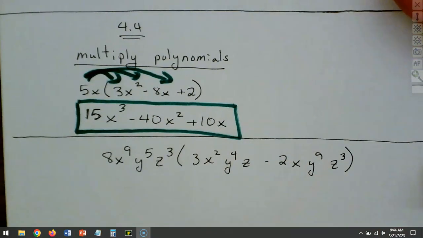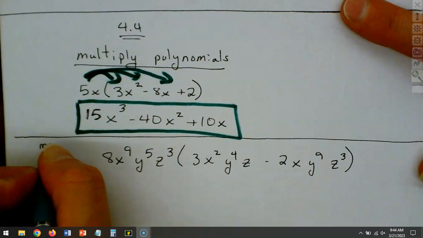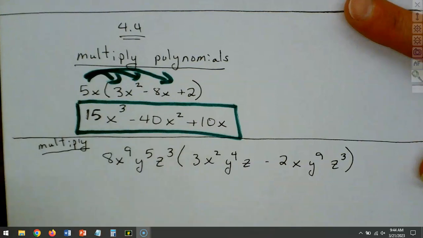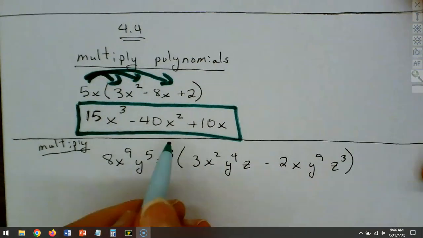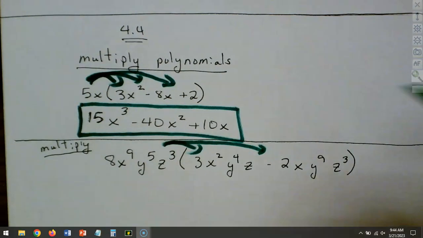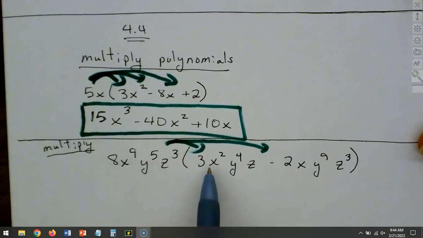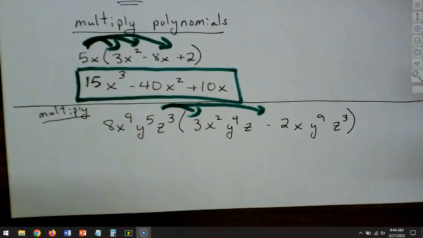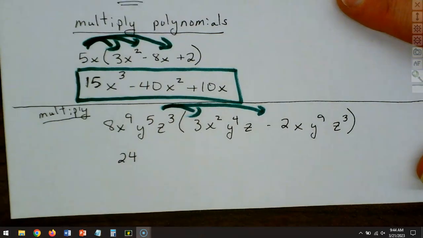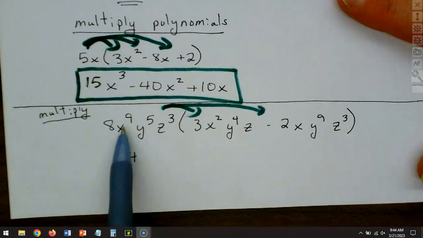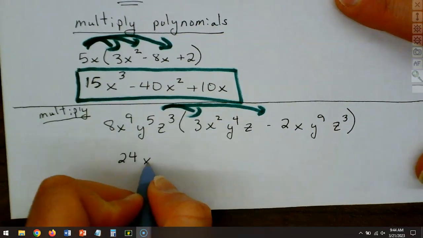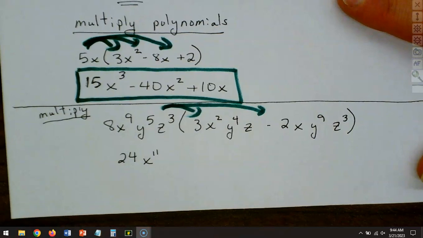So let's go ahead and multiply this one out. What we're doing is we're going to multiply. Let's see what we've got here. Well, 8 times that 3. So 8 times 3, that makes it a 24. And then we'll look at the x's. So these add together. So we have 9 x's out in front. 2 more, well, that makes it an x to the 11th power.